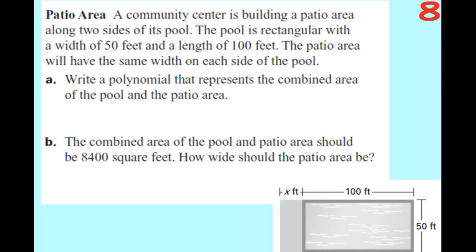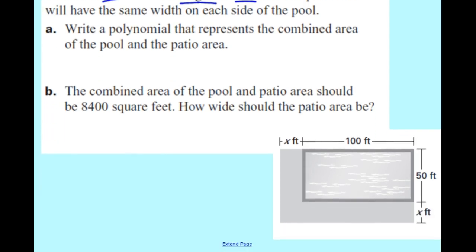All right, last question. We're almost done. It says patio area. A community center is building a patio area along two sides of its pool. There's cement that you pour so you can sit on it when you're in your chair. It says the pool is rectangular with a width of 50 feet and a length of 100 feet. The patio area will have the same width on each side of the pool. So that's what x is. We don't know how wide it is, but we know it's the same. So they used x for both.